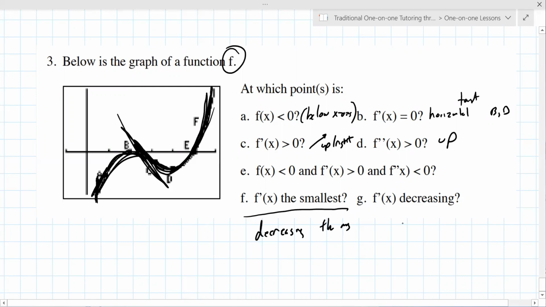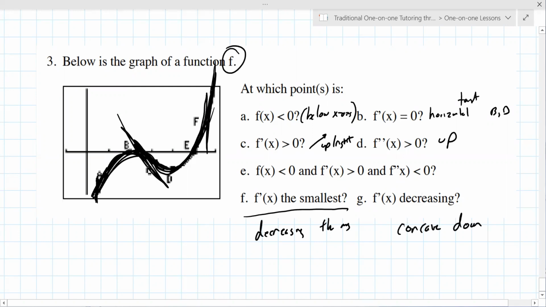Now, if it asked for the greatest, it would be probably over here where it's going up and to the right a lot. And then f prime decreasing is another way of asking concave down. Just only at A to B or A to C? A to C, yeah, somewhere in there.